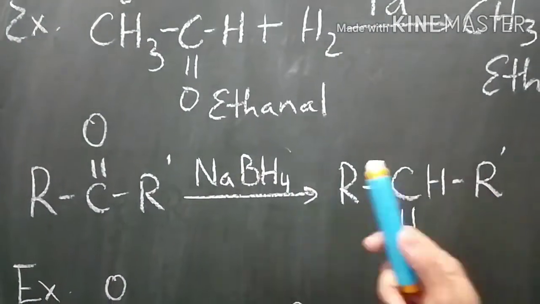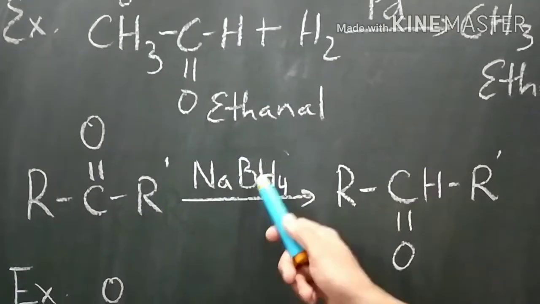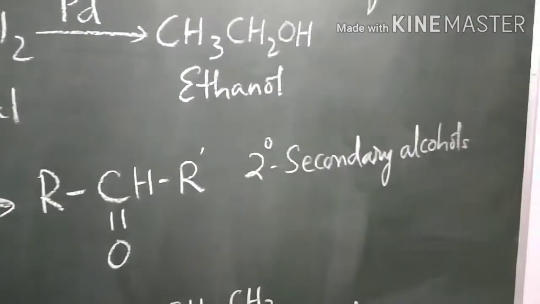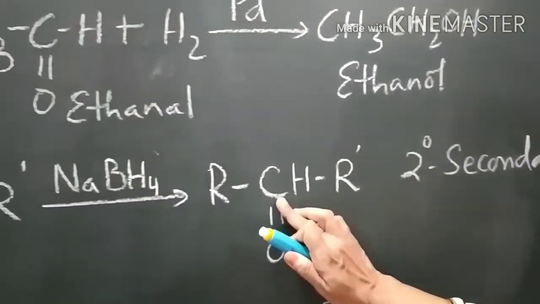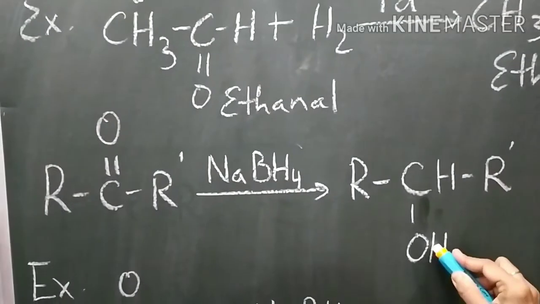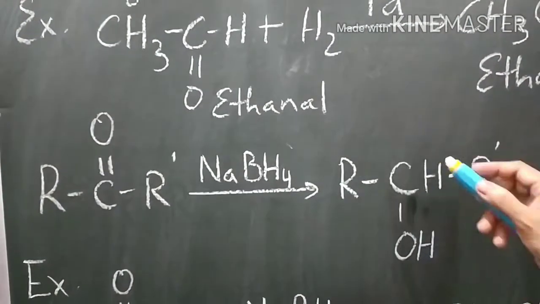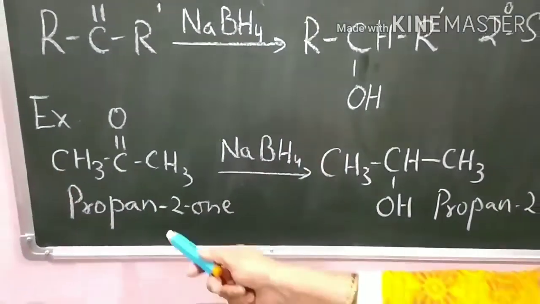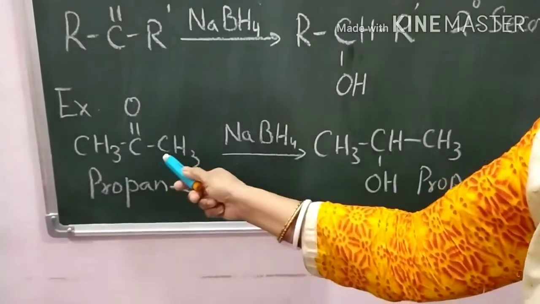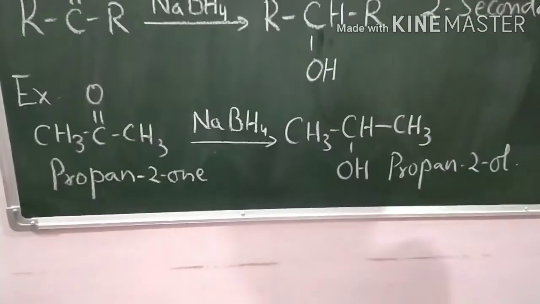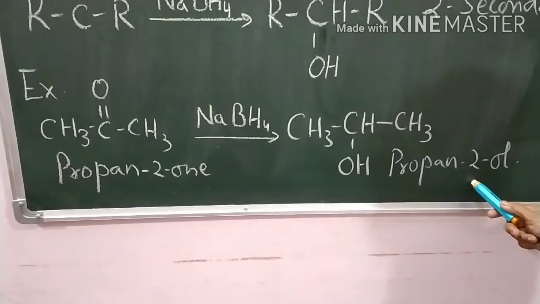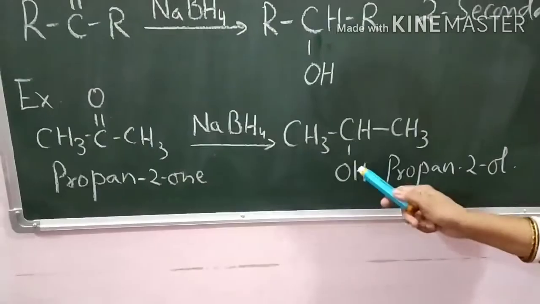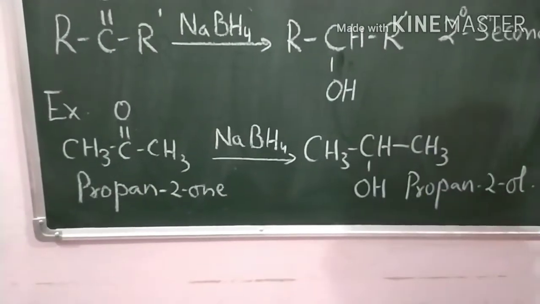But when a ketone is reduced in the presence of a strong reducing agent, which can be lithium aluminium hydride also, there is formation of a secondary alcohol, that is, the OH group is bonded to the secondary carbon. This carbon is a secondary carbon. Let us illustrate with an example. When propan-2-one, which is a ketone, is reduced, it forms propan-2-ol. So the second carbon, the ketone group, will become a hydroxyl group.